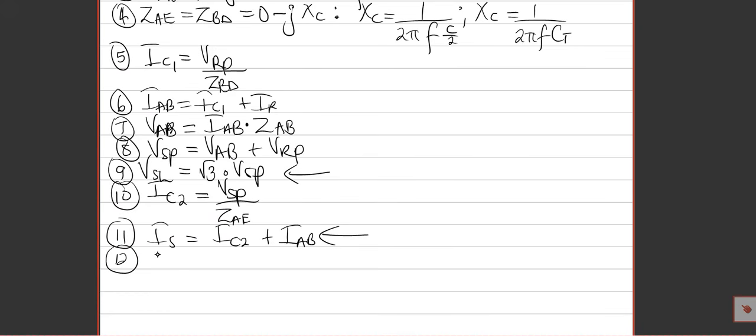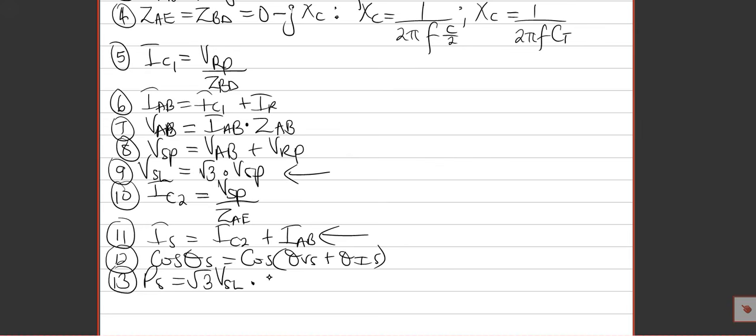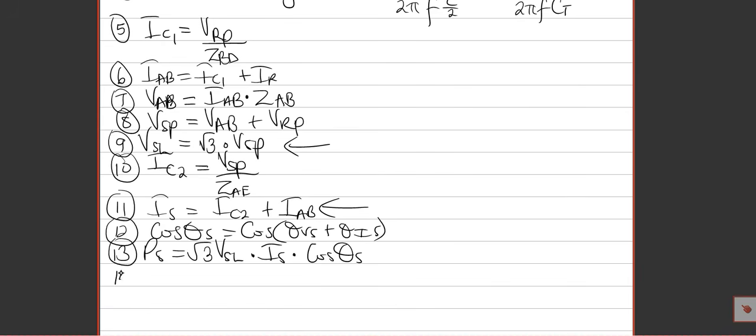Next, the additional things which we need to find: cos theta S. When you look for your cos theta S, you're saying cos theta for the sending voltage plus theta for the sending current. And then they might need you to find the sending end power, root 3 V sending line times I sending times cos theta S. The reason for you to find that is so that you can find efficiency. So this is PS here.